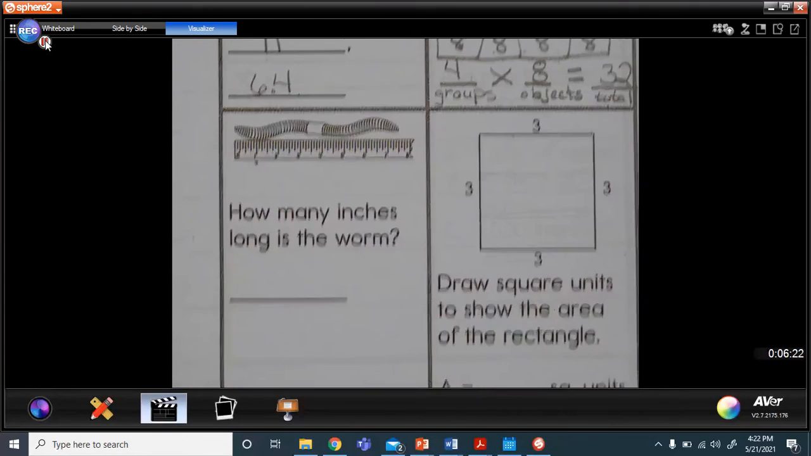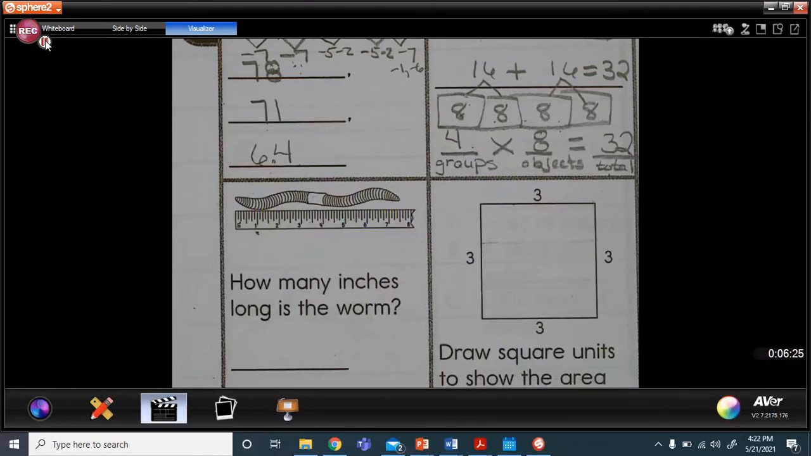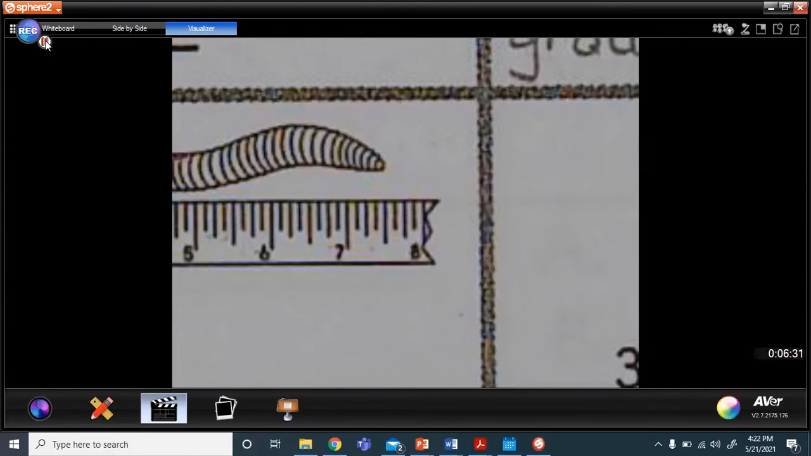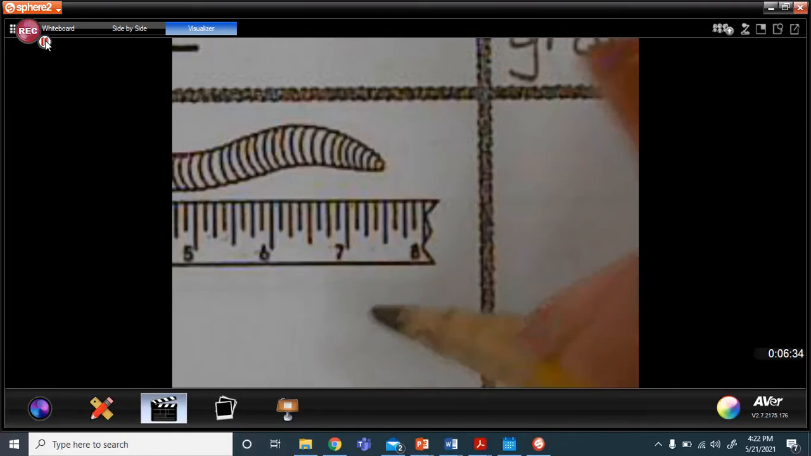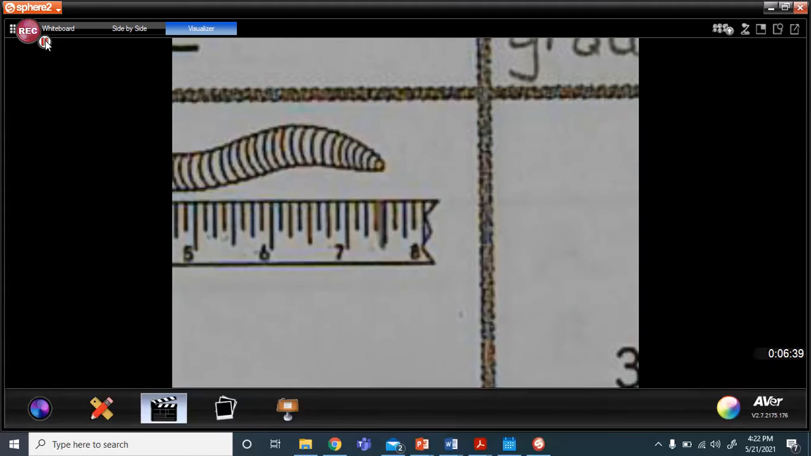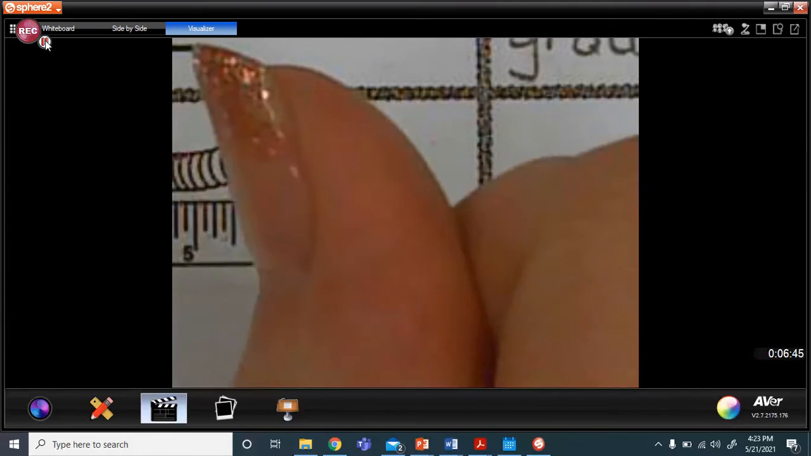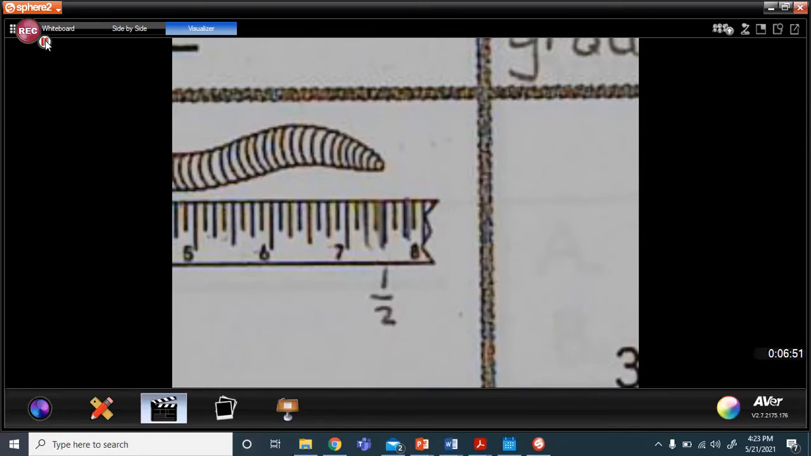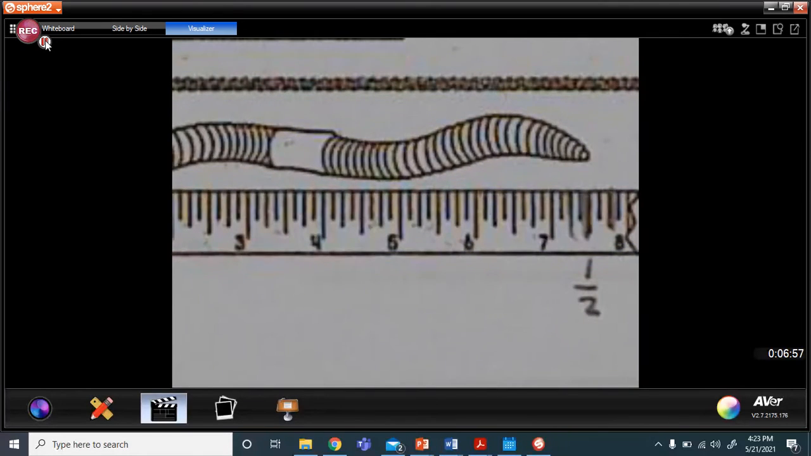Now let's take a look at our next problem. It has to do with measuring length. Remember, we have half inches in between every inch, and then we have quarter inches also. Right here is my half, and here are my quarters on the opposite sides. Now if you look, how many whole inches do we have?